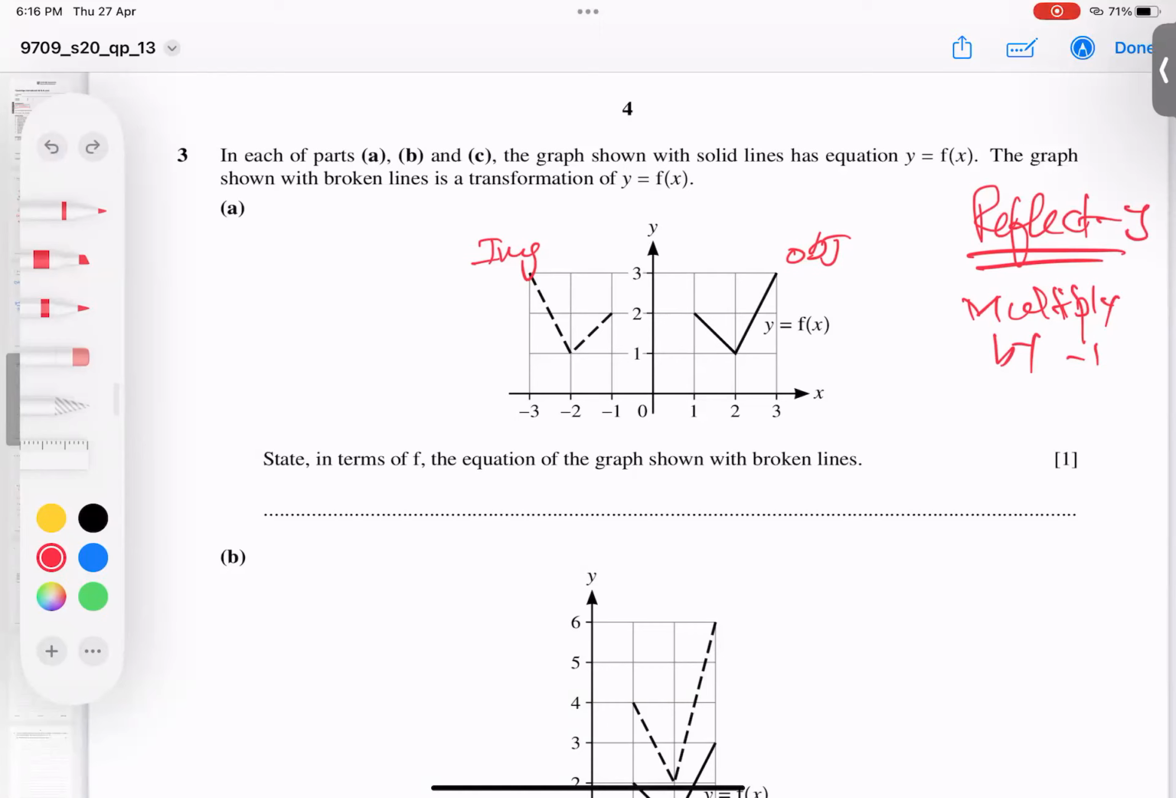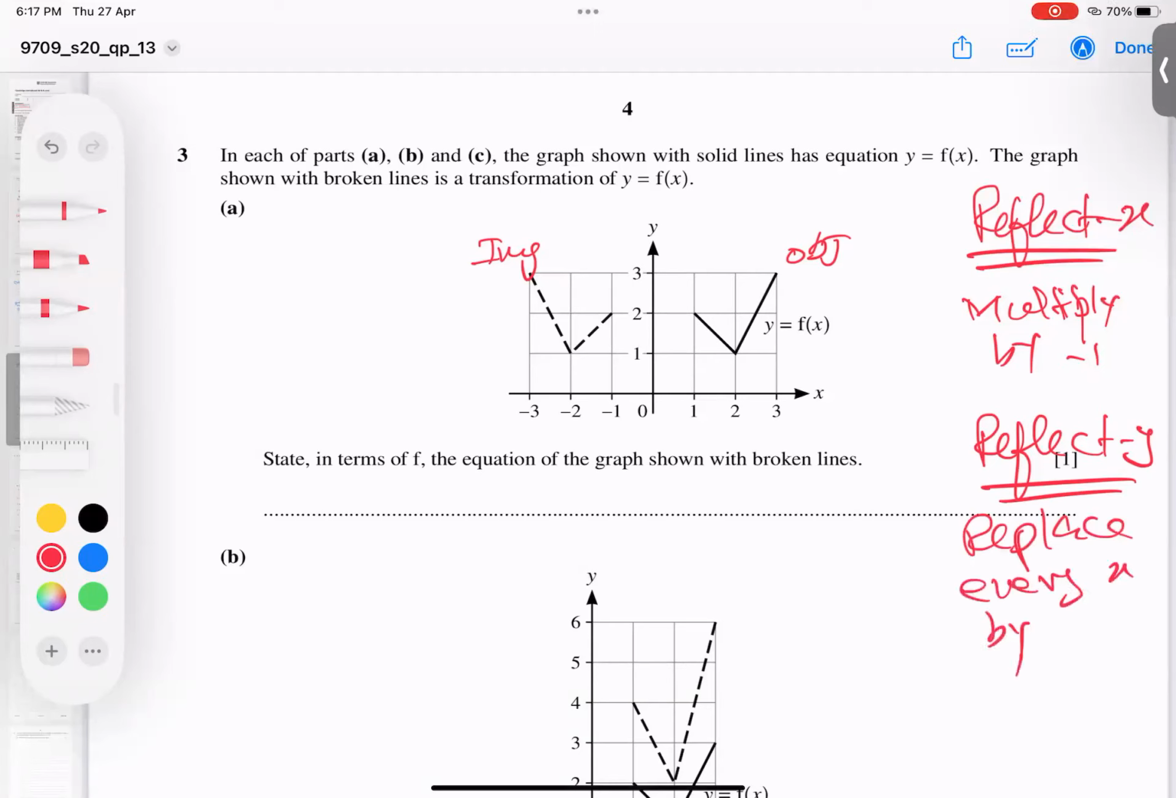Sorry, the reflection is in the x-axis. Mistake here. Sorry, this is not the y-axis, it is the x-axis. Reflection in the x-axis: if you want to reflect this down, the whole equation is multiplied by -1. That is the whole rule. And for reflection in the y-axis, I would replace every x by -x. So y equals f(x) is the actual function, but you replace x by minus x, and that's it. It means I replace this x by minus x. So this is my answer. That's it. And he was asking 1 mark for it.